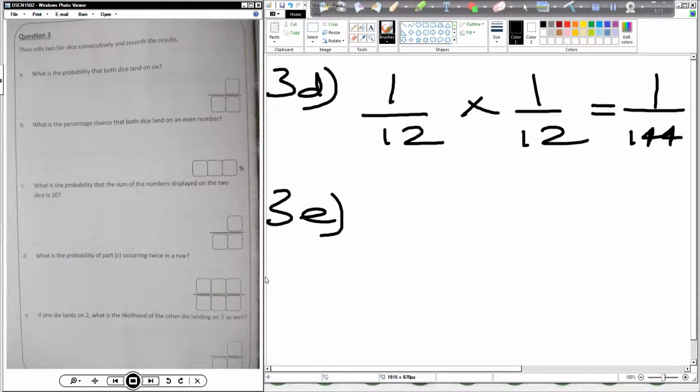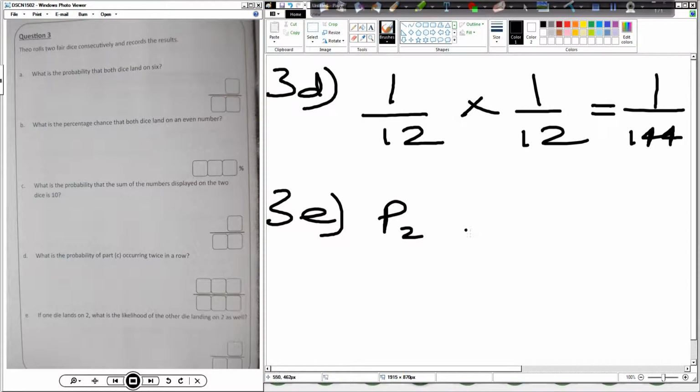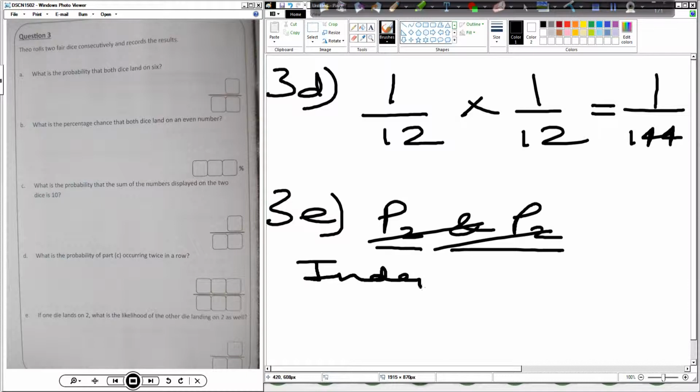Next one, question 3E. If one die lands on a 2, what is the likelihood of the other die landing on a 2 as well? So the probability of a 2 and the probability of a 2. That's 1/12. Okay. Now, it's saying here, if one die lands on 2, what's the likelihood of the other die landing on 2 as well? So now, we're not looking at probability of 2 and 2, as in the previous questions. So question 3E, because both events are independent, because they don't depend on each other, the probability of the second one landing on a 2 is the same as the first, which is the final answer for that one. Once it's done.